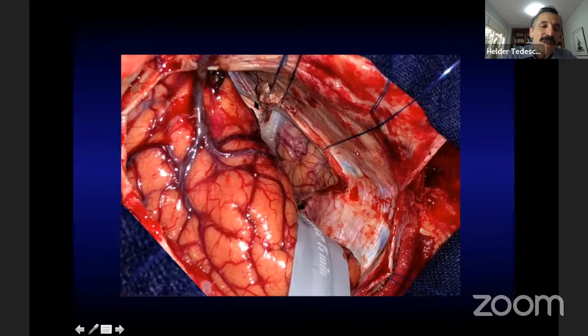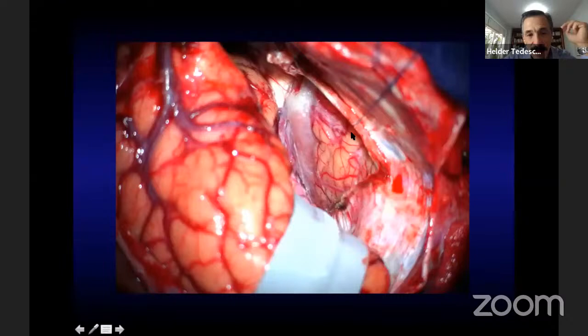This approach could be used for epilepsy when you have to perform a posterior callosotomy. This is a straight shot all the way, almost to the genu of the corpus callosum. And I operate on epilepsy also, and I usually like to do this through this route.